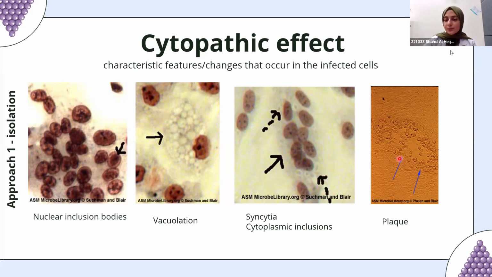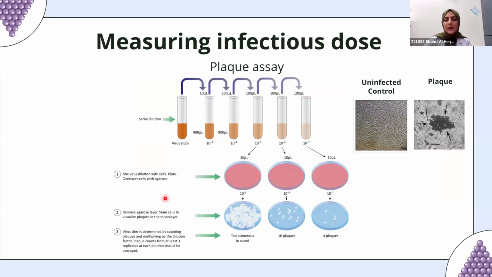Here you have plaque formation. So here what's happening is the cells are dying, and those dying cells are forming plaques on the tissue culture. So those are necrotic dead cells. This is a multinucleated giant cell, but you also have cytoplasmic inclusions in this picture. Here you have vacuolation, and here you have nuclear inclusion bodies.